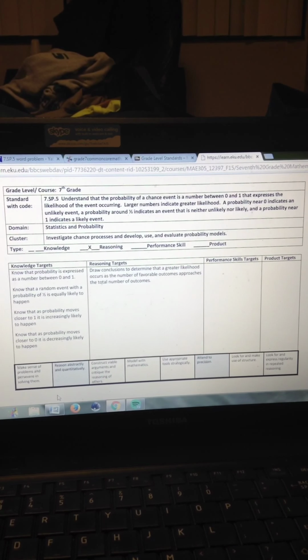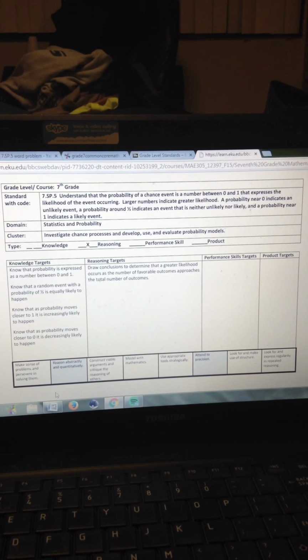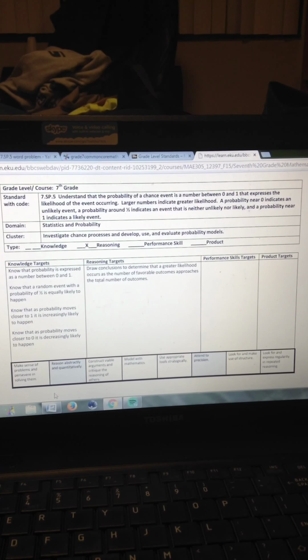The cluster is investigate chance processes and develop, use, and evaluate probability models. And the type is reasoning.